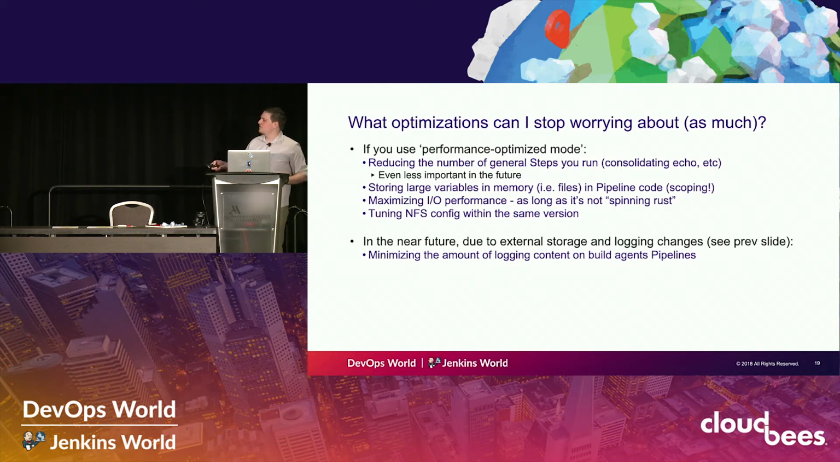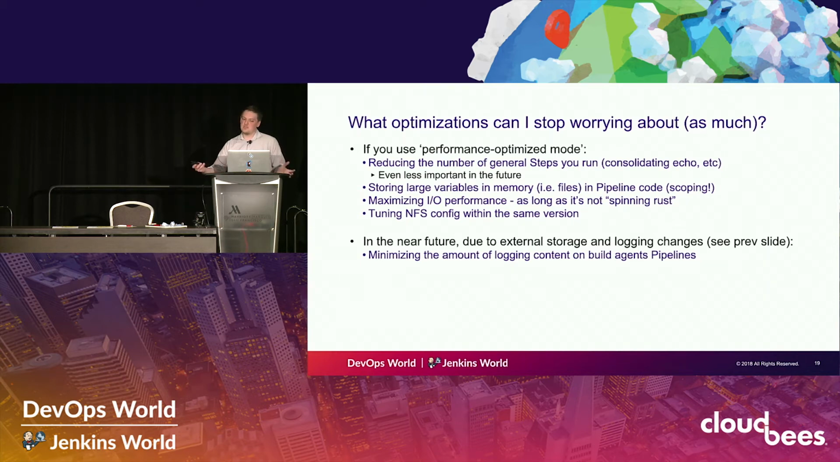So for example, trying to reduce general step counts, don't worry too much about it anymore, as long as it's not shell or batch steps, because those carry extra overheads. I used to recommend against, and Jesse as well would emphasize this, recommend against storing large variables in your pipeline program. So one thing you'd see, like people would slurp in, say, a JSON object and do parsing and do some analysis on that in their pipeline.